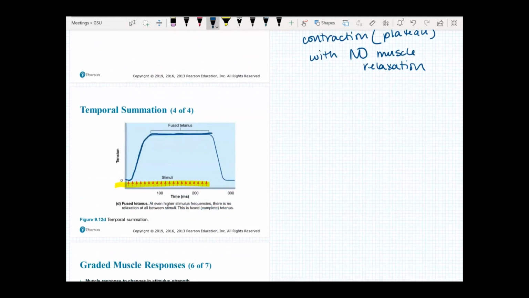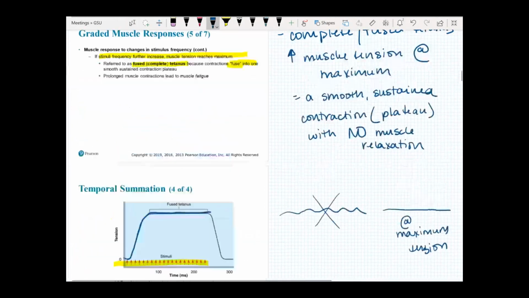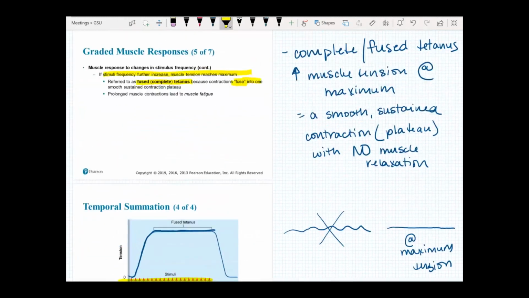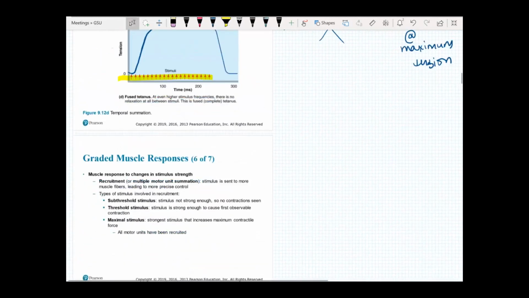So it is not this. That is not occurring. It is this. And when that happens, you are at maximum tension. This is not necessarily the best, because if you keep at this level, you'll actually lead to muscle fatigue. So this is not really possible to stay at for a very, very long time.